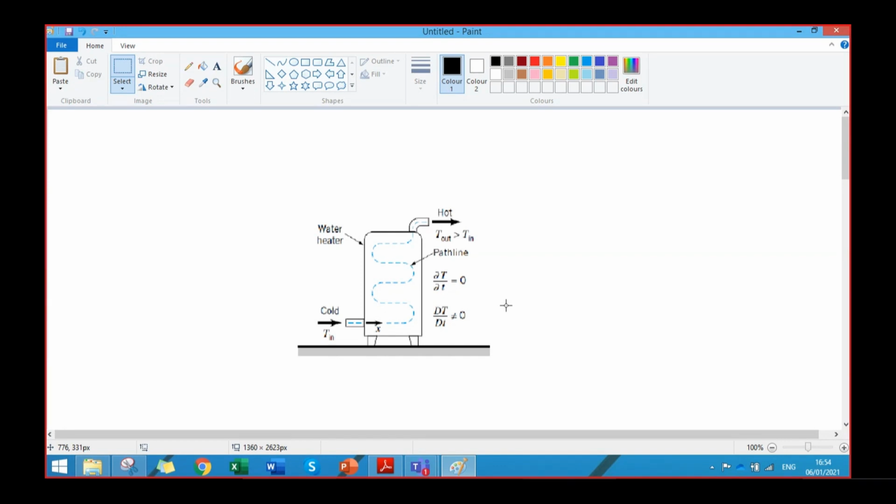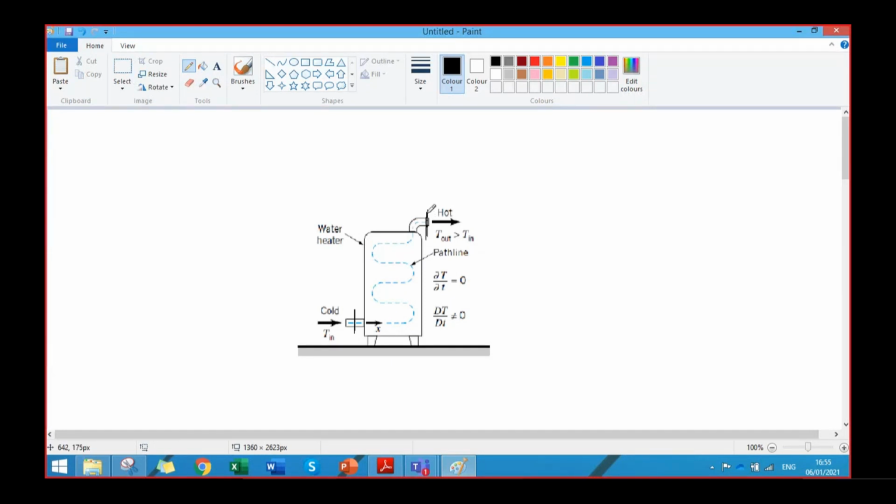If I measure temperature at this point, let's say the inlet, at 0 second, at 10 second, at 20 second, at 30 second, will the temperature change? No, sir. If I measure the temperature at this point, it depends on the location. Let me finish.